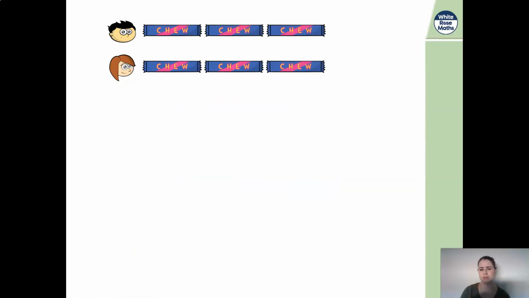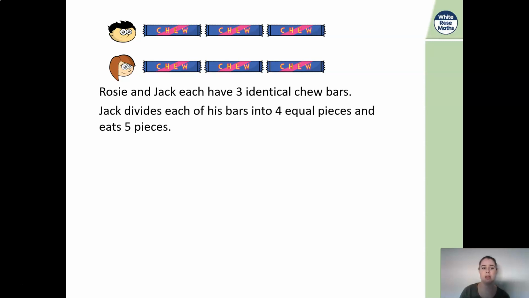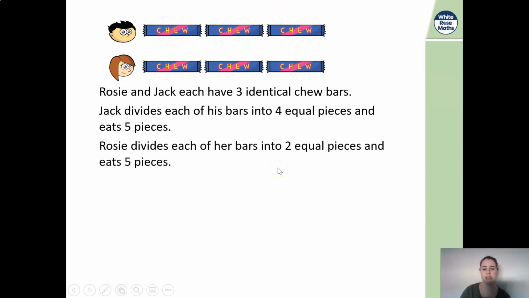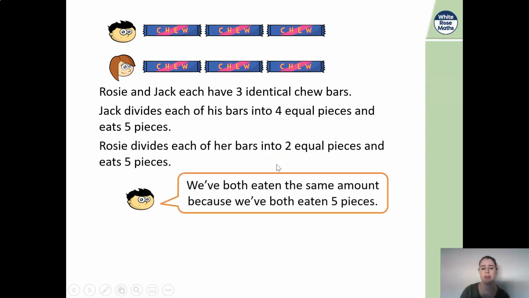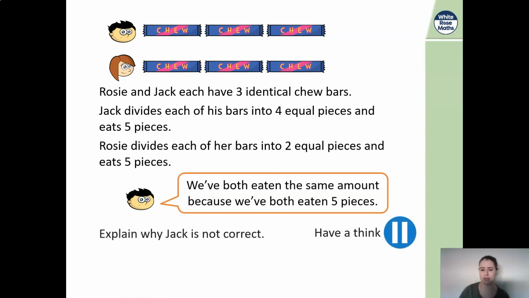Let's have a go at a quick problem solving question. So Rosie and Jack each have 3 identical chew bars. Jack divides his bars into 4 equal pieces. So each one is 4, 8, 12. Rosie divides each of her bars into 2 equal pieces. So hers are 2, 4 and 6. But she also eats 5 pieces. Now Jack says that we've both eaten the same amount because we've both eaten 5 pizzas.